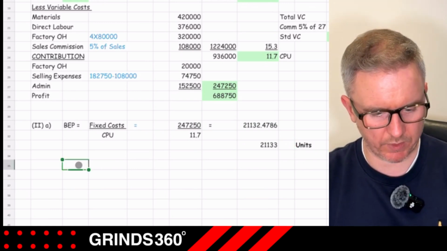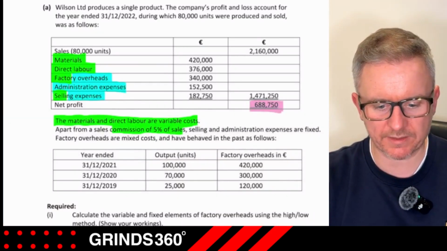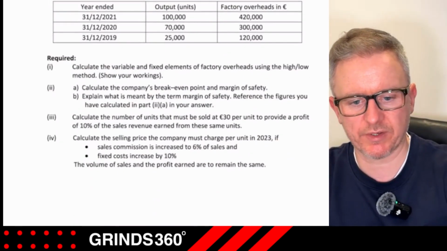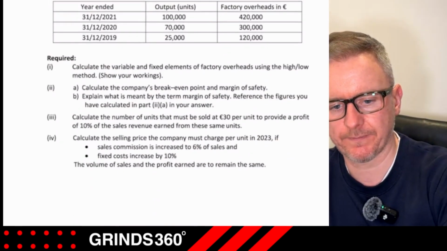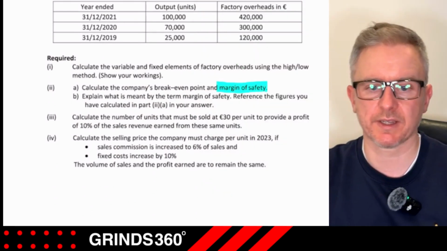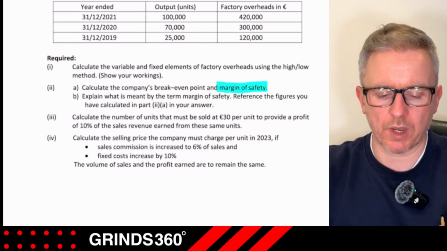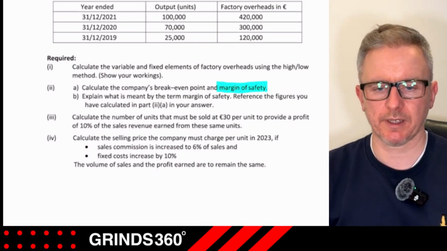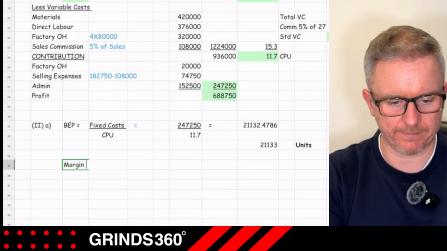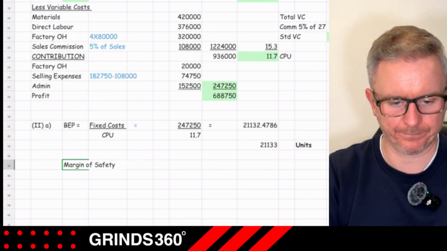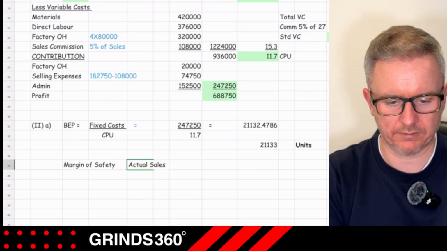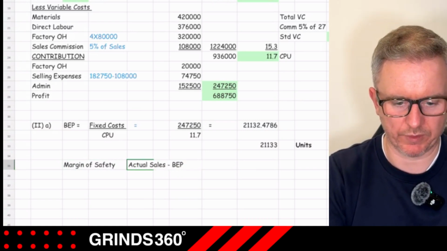The next part of this question then asks you for your margin of safety. Okay, so just so you can see that there, it's looking for the margin of safety. Now, margin of safety is the amount that we can afford for our sales to fall by. Our sales can fall by a certain amount and we are still not making a loss. We are just covering everything. So margin of safety is always the actual sales minus the break-even point sales.